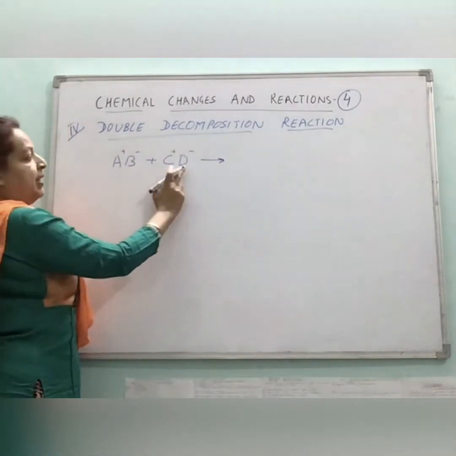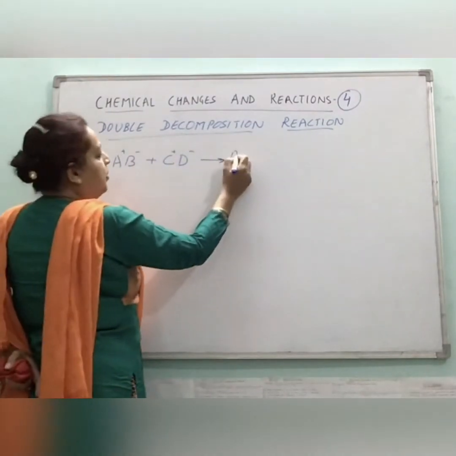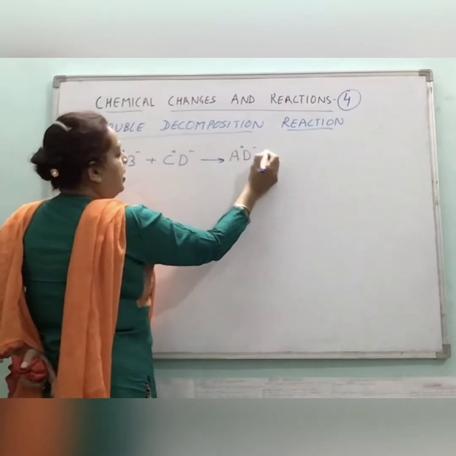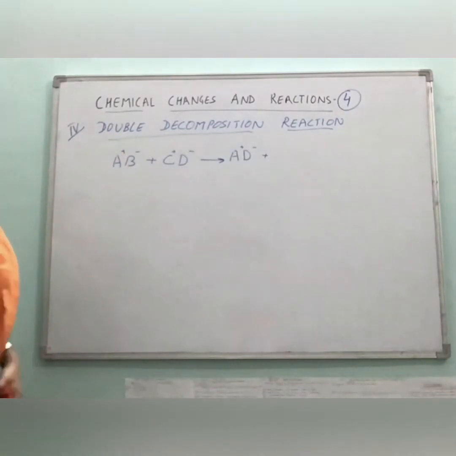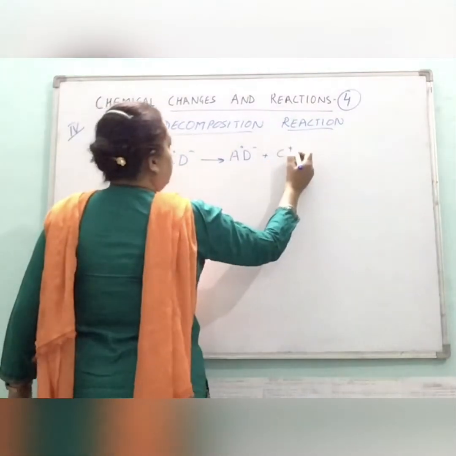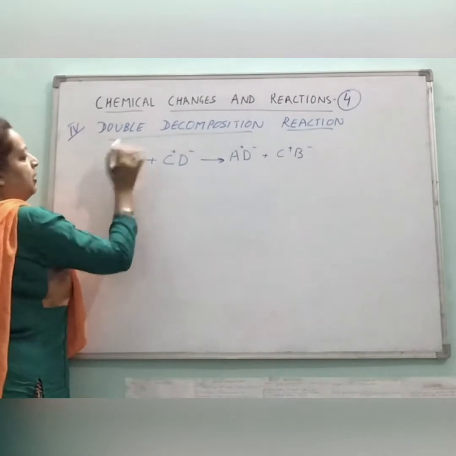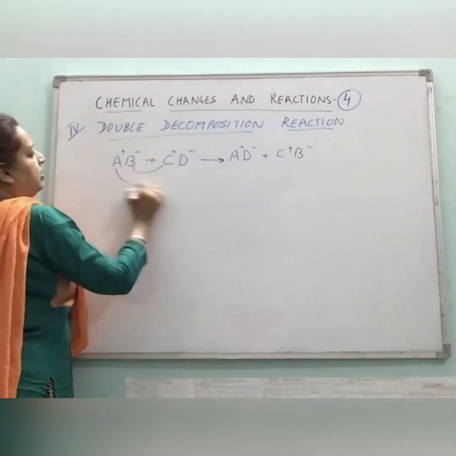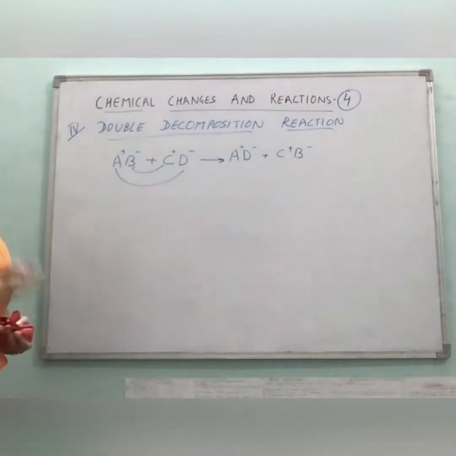Now a positive combines with negative, so AD, not AC, AD. Positive is always written first and then negative, and then CB, because positive is always written first and then negative. So CB, right? So the exchange of radicals takes place like this. Then the new products are formed, right?